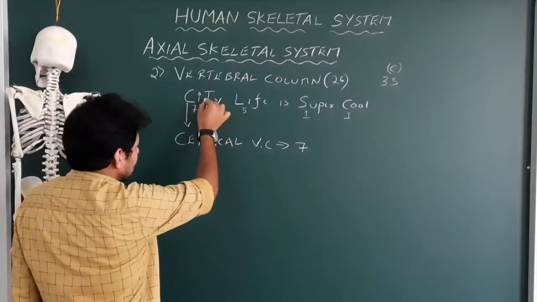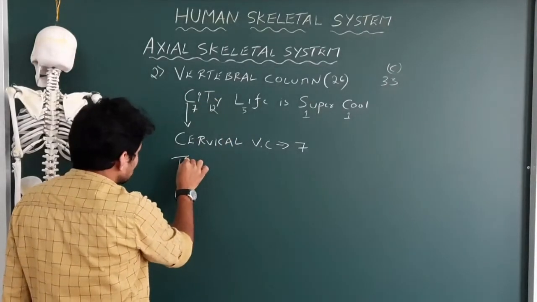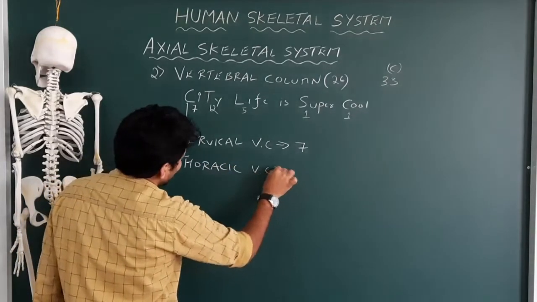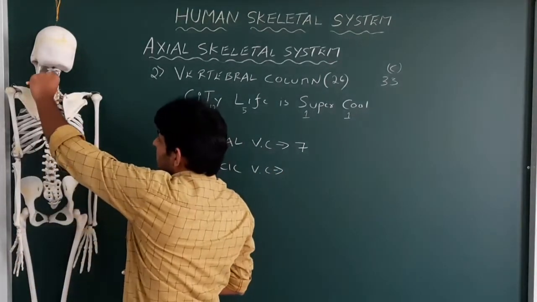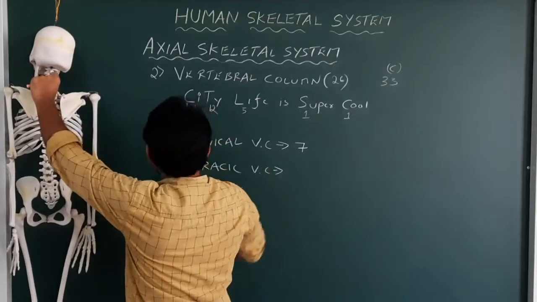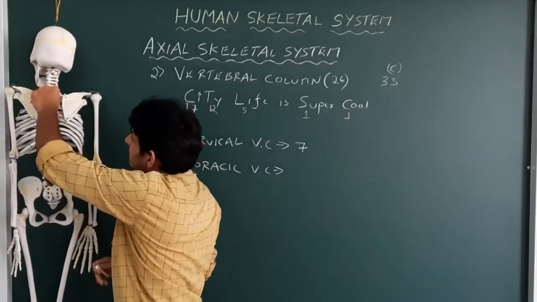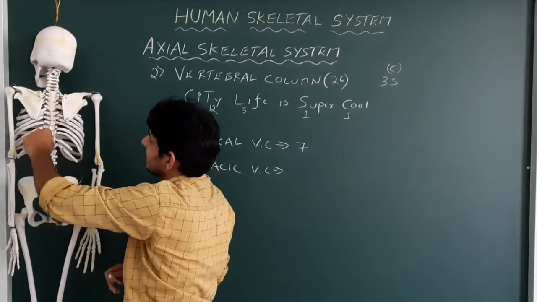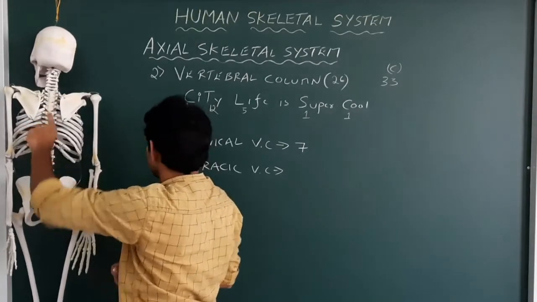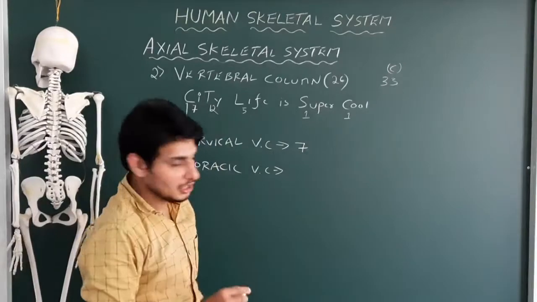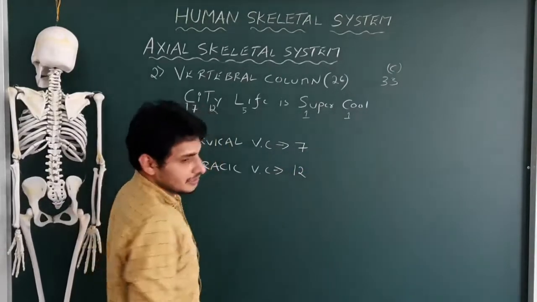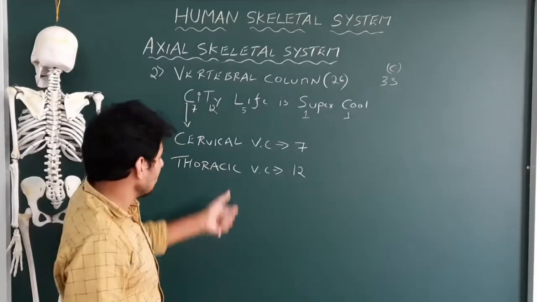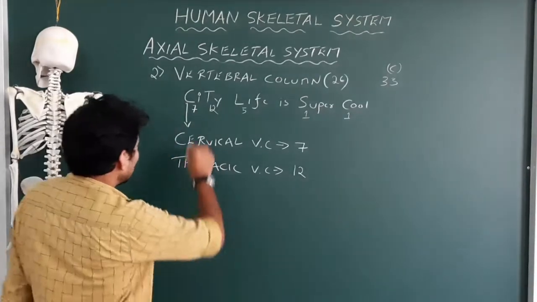Then T from city. T is now, let me just write thoracic. So thoracic vertebral column, just below the 7th cervical vertebra. So from here 1, 2, 3, 4, 5, 6, 7, 8, 9, 10, 11, 12. Till here we have the thoracic vertebral column. So that is 12. A total of 12 vertebrae are present within the thoracic region of the vertebral column. So that is 12. And the next one is L.